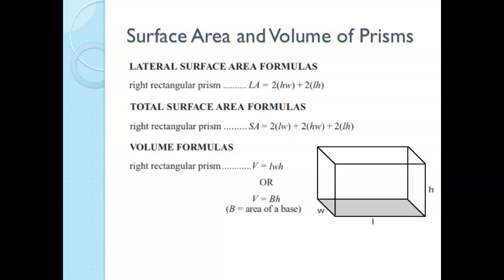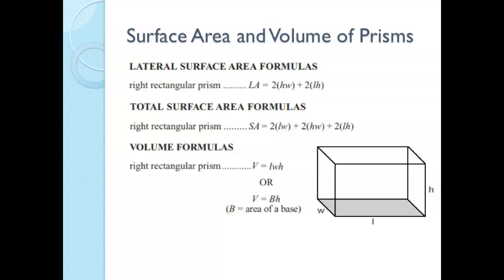Base times height. So capital B represents the area of the base. Now, when you're using this formula here, you can actually find the volume of any prism, not just a rectangular prism. Now, we call this a rectangular prism because the area of the base is in the shape of a rectangle. If the base had the shape of, say, a trapezoid, we would call it a trapezoidal prism. And to find the volume of that, you would find the area of the trapezoid and then multiply that by the height.